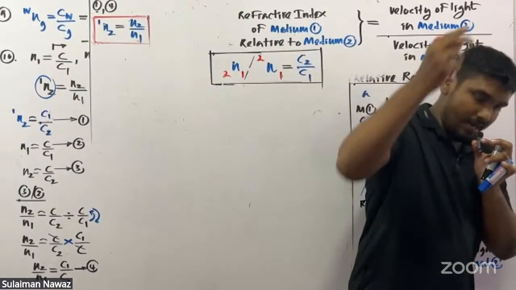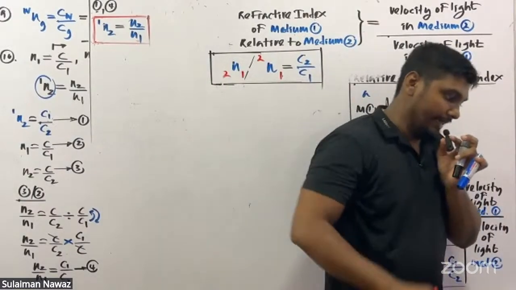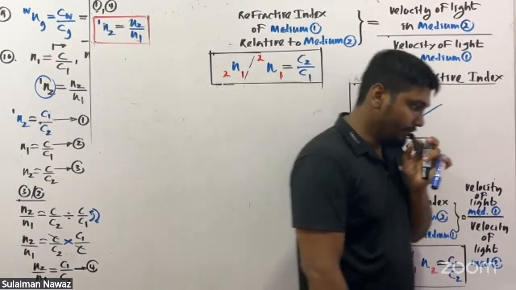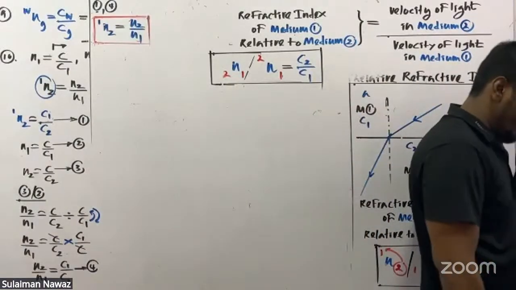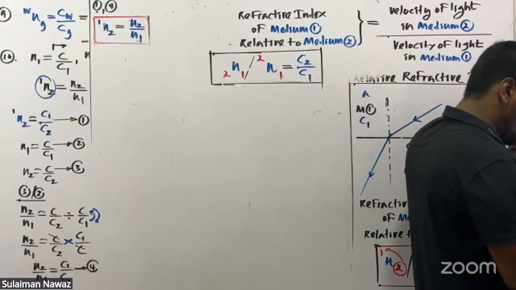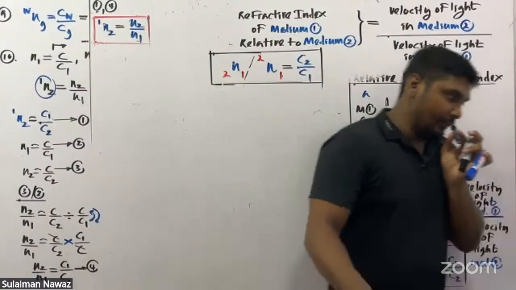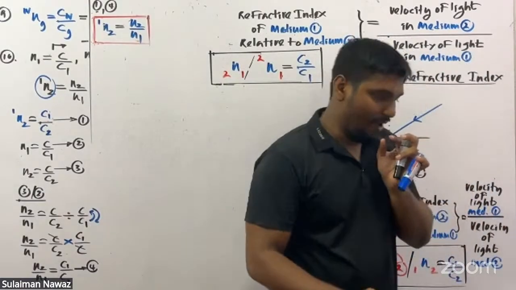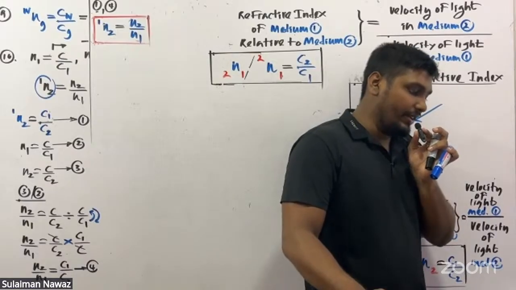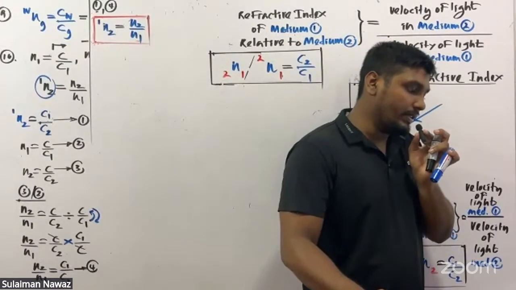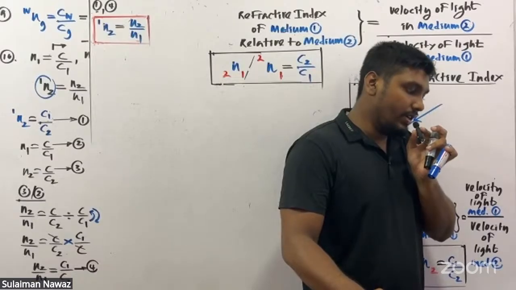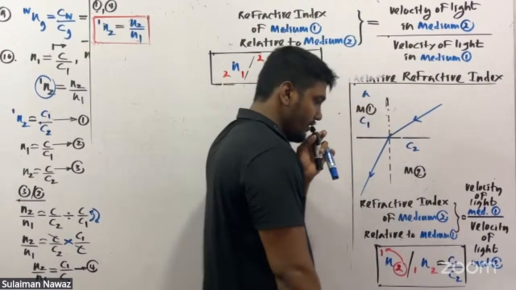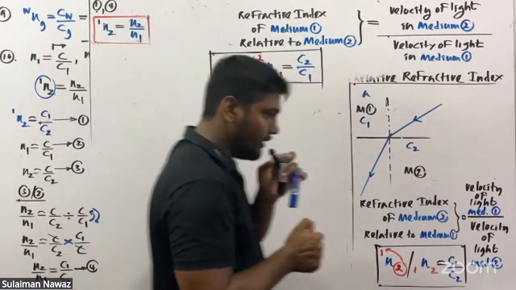In question 11 also you can learn something. I think now you got the idea. Now they have given the absolute refractive index of glass as 3 over 2, and the absolute refractive index of water as 4 over 3. Show that the refractive index of glass relative to water equals 1 over the refractive index of water relative to glass. So you want to show this, question number 11.